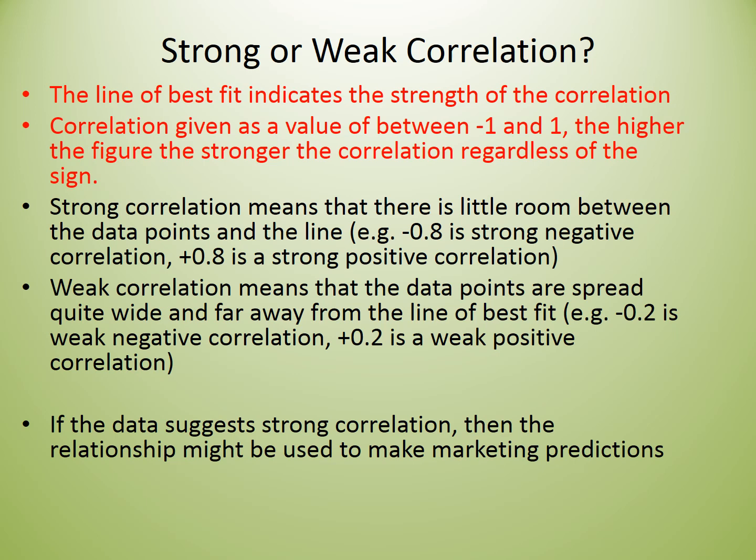So very, very close. For example, -0.8 is a strong negative correlation, and +0.8 would be a strong positive correlation. Weak correlation means that data points are quite spread out and far away from the line of best fit, but they are still following a trend. For example, -0.2 is a weak negative correlation, and +0.2 is a weak positive correlation.